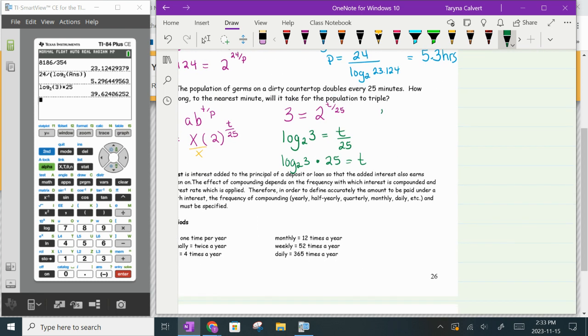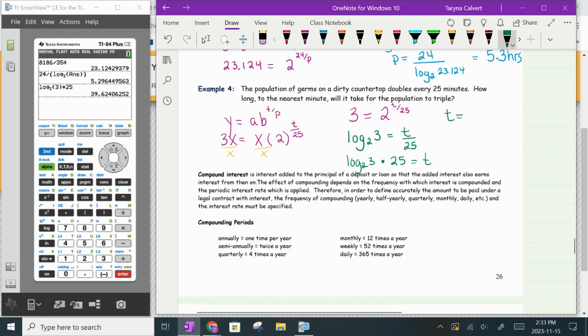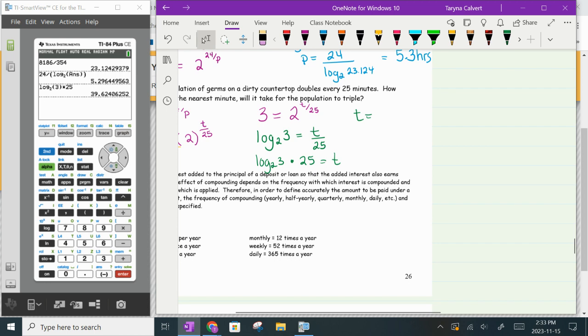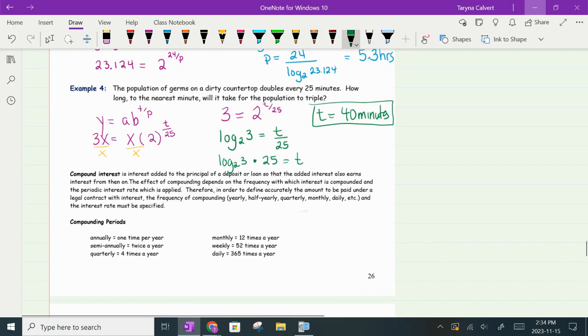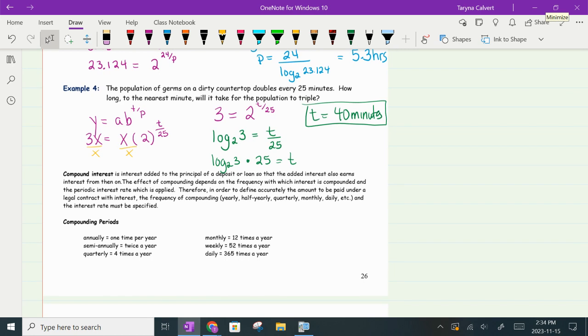So it looks like, how long to the nearest minute? So if I have to do that to the nearest minute, it would be how many minutes? 40 minutes. Again, it was set up in minutes, so therefore I don't have to do anything crazy.